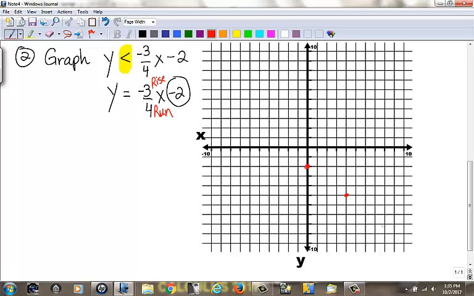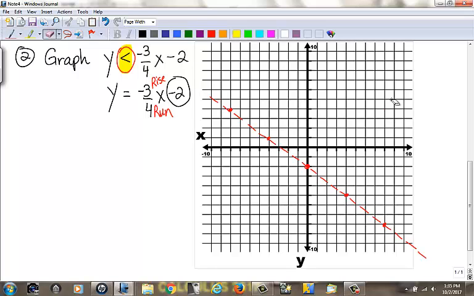Down 3 and to the right 4. Or you can go up 3 and to the left 4. Up 3 and to the left 4. And then this is where you have to look at this. If it's less than or greater than, it's a dashed boundary. Okay, so this should be dashed. Yours probably looks a little bit better with the straight edges, but it should be something like that.